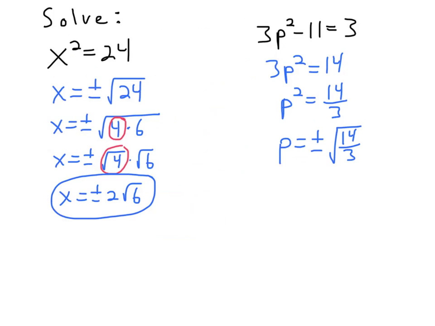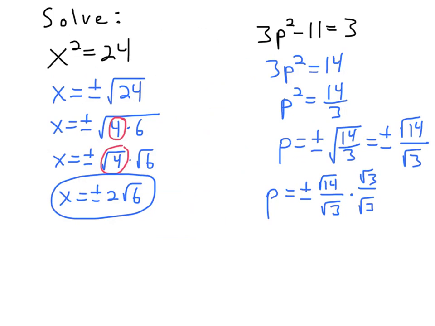Now since we have a square root of a fraction, we don't want to leave it that way. We'll use the technique I showed you a minute ago about rationalizing the denominator. And the first step would be to break that up into the square root of 14 divided by the square root of 3. And then at that point, we could multiply both the numerator and the denominator by the square root of 3, the one that's in the bottom.